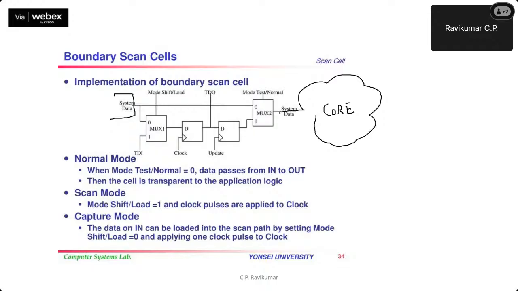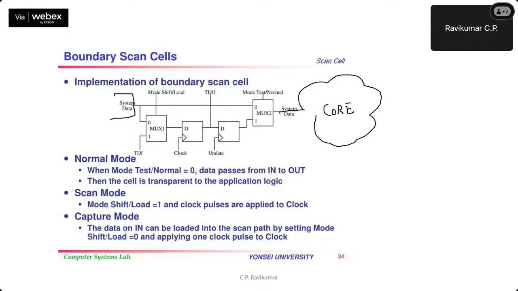There could be a scan mode where this is set to 1. That means the TDI is the one which is being passed to the multiplexer. And we could clock this flop, and as a result the TDI will go to TDO and things like that. So this could be another, the scan mode.